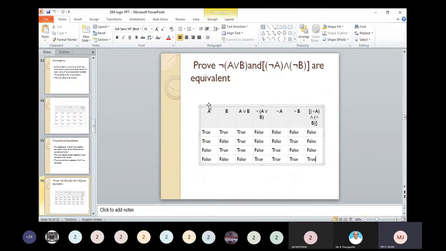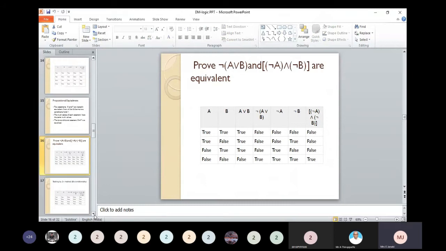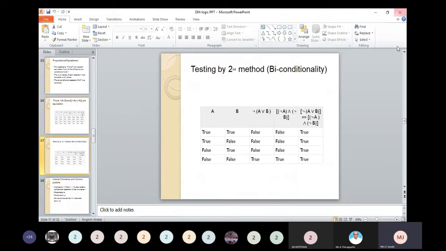So we can say the given statements, negation of A or B and negation A and negation B, are logically equivalent. Okay, this is an example. And see, this is another method. So the first method, we have proved what? Logically equivalent. And this is another method, biconditional.